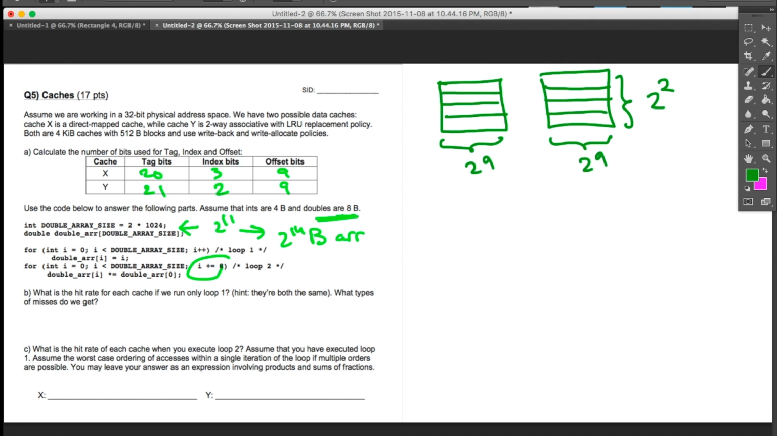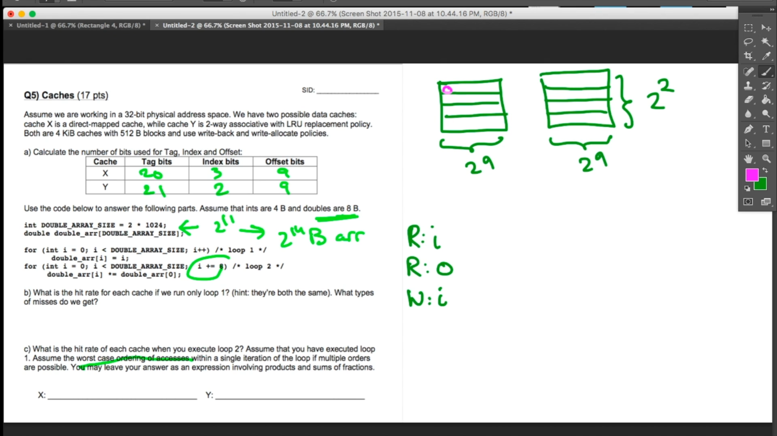Remember earlier what we decided was that the pattern for accesses is going to be you read I, read 0, and then you write to I. And the whole hope is you get a ping pong effect, so you get the worst case ordering of accesses. So let's say we start at the beginning of the array. We access element 0.